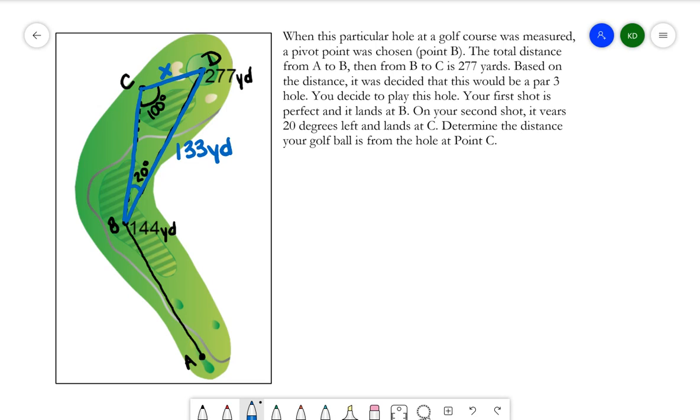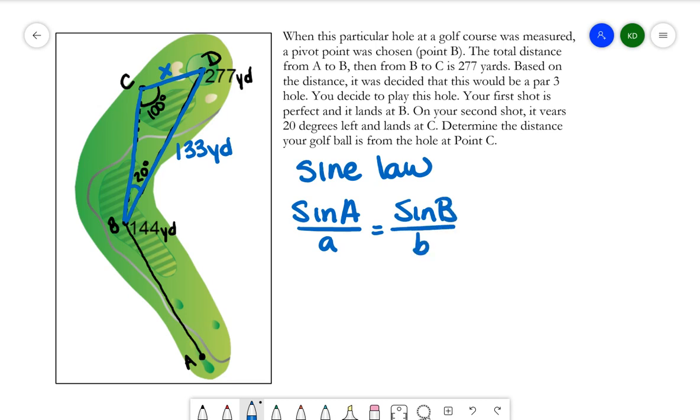So this kind of indicates that I'm going to use the sine law. When we go to set up sine law, what we're looking for is sine of capital A over A equals sine of capital B over B. We're trying to figure out 3 out of 4 pieces of information so that we can label all of this, put it in, and then cross multiply and divide.